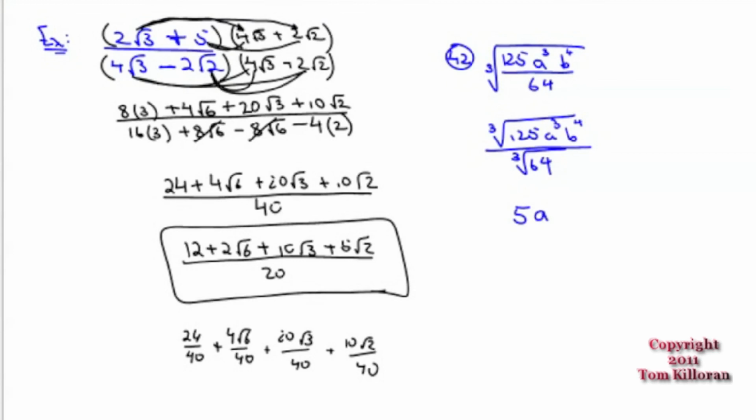The cube root of b to the 4th. How do you deal with variables? 3 goes into 4 one time, so that single factor of b goes out with a remainder of b behind. So we're going to get a b on the outside, cube root of b, over cube root of 64.